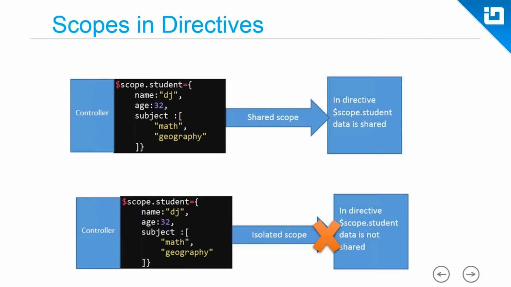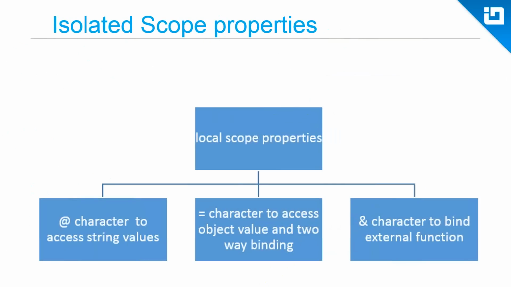What you see on your screen is that if it is shared scope, controller data is shared in the directive, whereas if it is isolated scope, controller data is not shared. Probably we'll do one more webinar where we go deeper into directives and other aspects of AngularJS. In the isolated scope you can use local scope properties: @ to access a string value, = to access an object with two-way binding, and & to bind an external function.